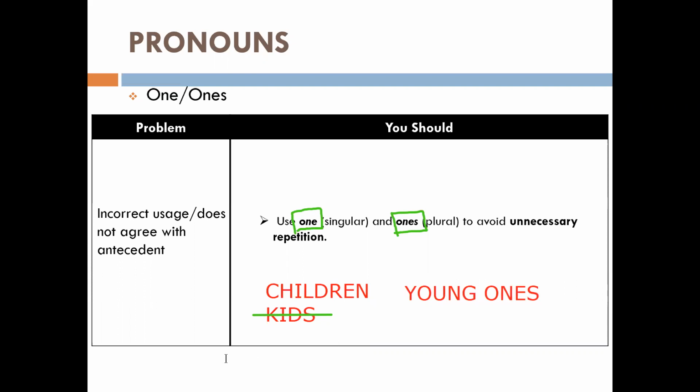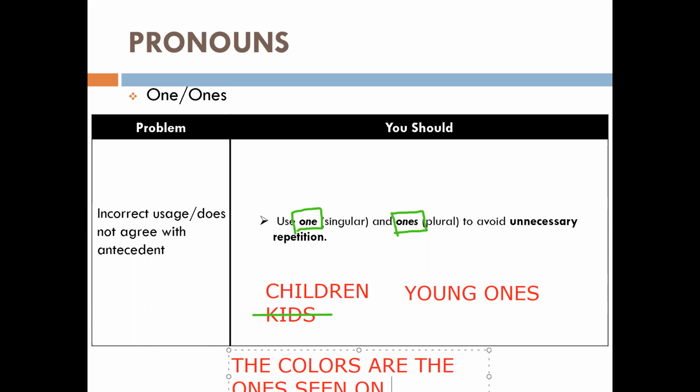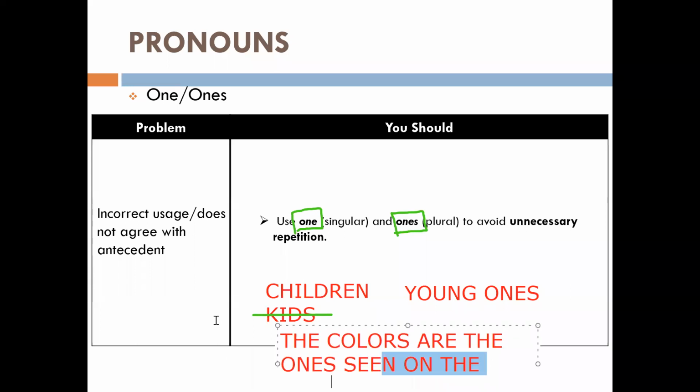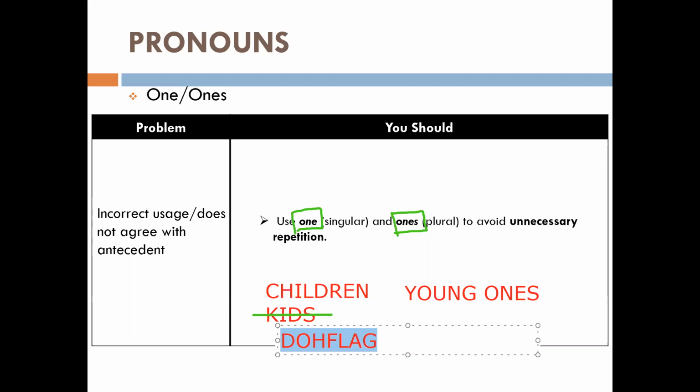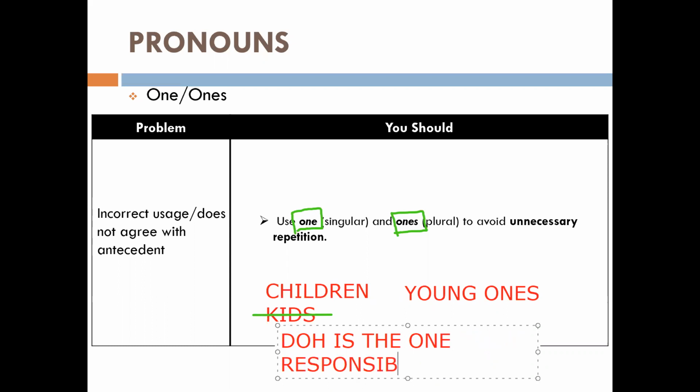Tulad ng sentence, di ba? The colors are the ones seen on the flag. Halimbawa, DOH is the one responsible. Diba? Department of Health is the department responsible.